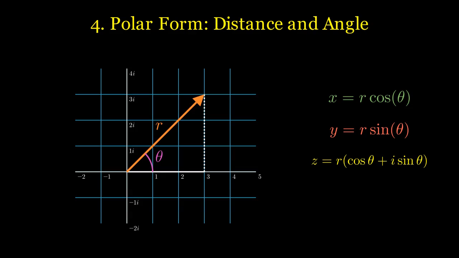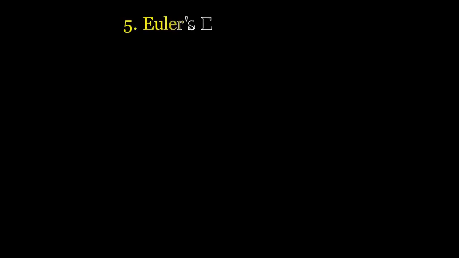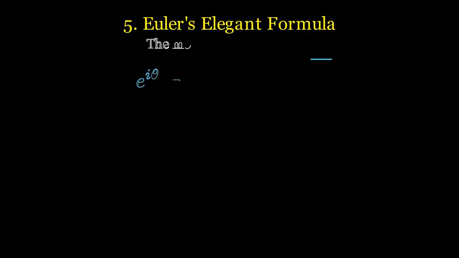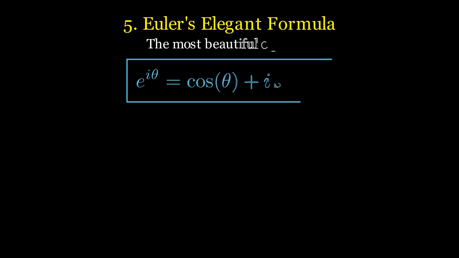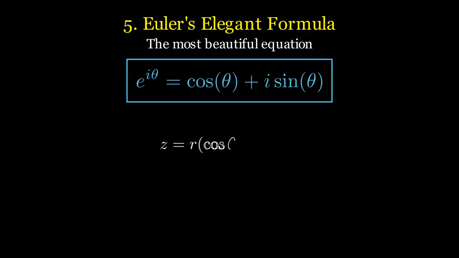Enter Leonhard Euler, one of the greatest mathematicians in history, who gifted us with what is widely considered the most beautiful equation in all of mathematics, Euler's formula. Euler proved that e to the i theta equals cosine theta plus i sine theta. This is not merely a shorthand, it is a profound truth linking the exponential growth constant e, the imaginary unit i, and trigonometric functions. Thanks to Euler, we can compress our polar coordinates into a remarkably elegant package, z equals r e to the i theta.